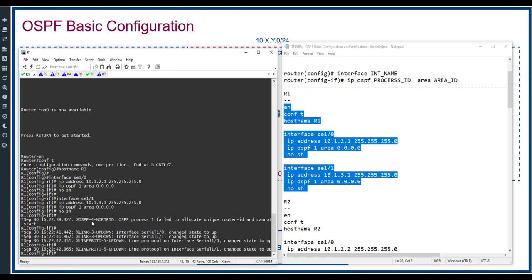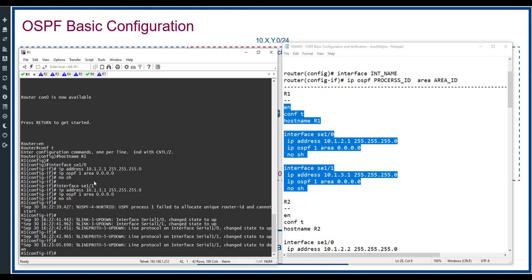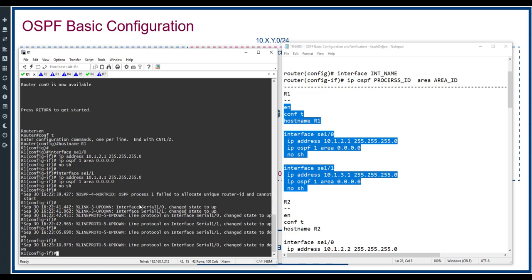Here, maybe you see for some seconds one error message, OSPF with the severity of 4: no router ID. OSPF process 1 failed to allocate unique router ID and cannot start. This is because when you are configuring IP OSPF 1 area 0, maybe the IP address of this interface wasn't enabled until that time, and because of that you received that OSPF doesn't have a router ID. I will talk about the router ID, but don't worry about it, because now we have configured OSPF and we have configured IP addresses on these two interfaces, and OSPF can easily choose its router ID. Don't worry about this error message.